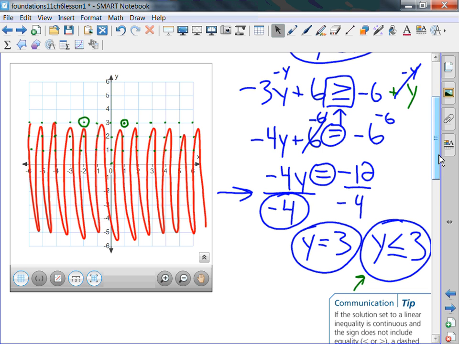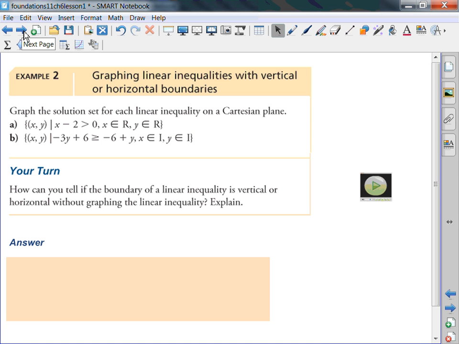So if you have any questions about example 2, please bring them to class tomorrow and we'll discuss them. Right now, we're going to move on to the Your Turn. It says, how can you tell that the boundary of a linear inequality is vertical or horizontal without graphing the inequality? I'm going to press play on the button here. We'll watch the video, listen to the person with the lovely voice, and hear what they have to say.